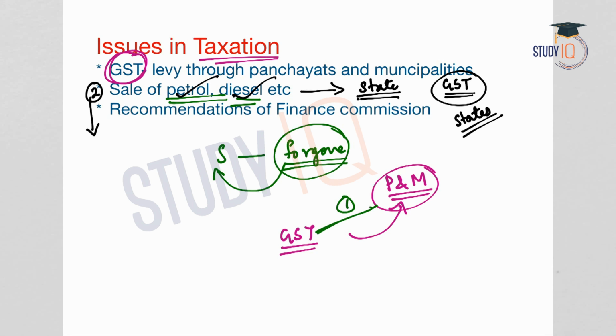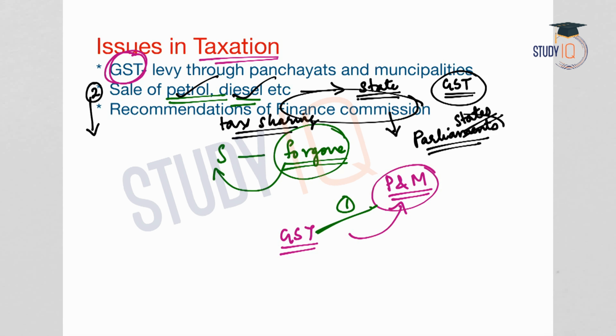Now the third concern is regarding the tax sharing. This is according to the recommendations of the Finance Commission, and the Finance Commission recommendations would be accepted by the Parliament. So the states will not have a say in the recommendations of the Finance Commission. Parliament has the authority. So this is the third concern.